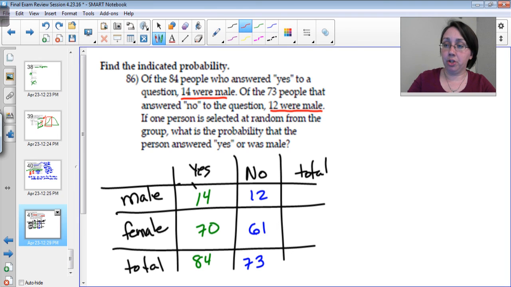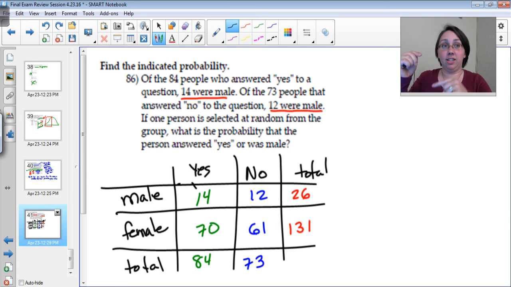How many males were there total? How many females total? 131. And how many total? Hint, if you add down and add across, they should match. If they don't, something's wrong. So 157.